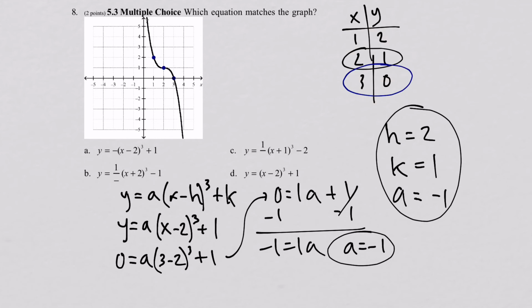Your final function is y equals a, negative 1, times the quantity x minus 2 cubed plus 1. And now I look at my options to see which one that looks like, and it looks like a, right? Negative 1 times x minus 2 cubed plus 1. That is the correct answer.